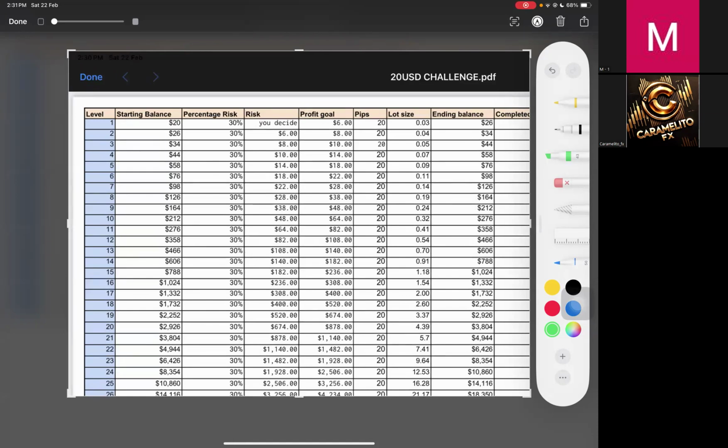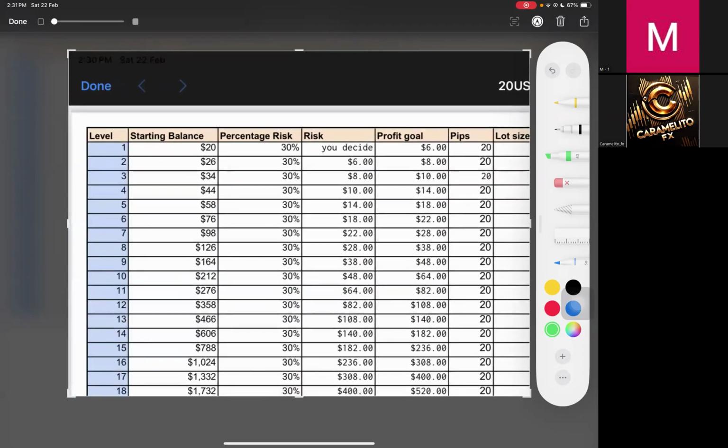Okay, so for money management, certain people already understand how to trade, how to enter, how to exit, how to find a good quality setup, but they don't know how to start. They don't know how much they want to risk. They don't know the target profit, the pips and lot size, everything. So this is an example for you to follow. You can start from $20, or you can start with $50. It's up to you.